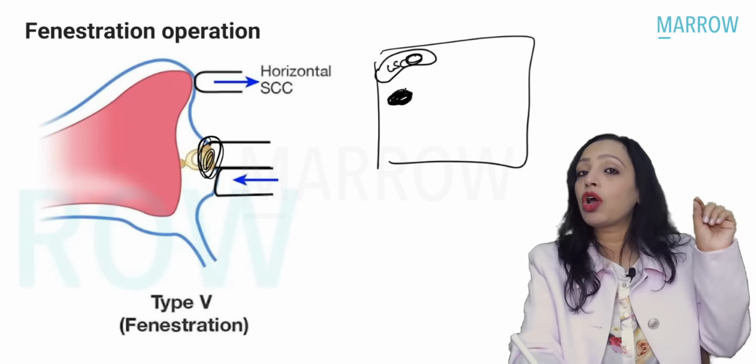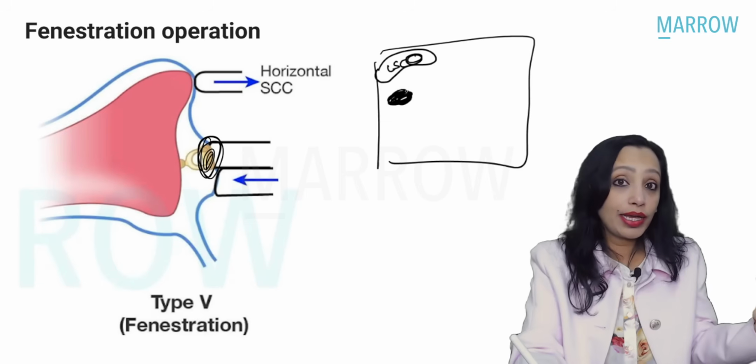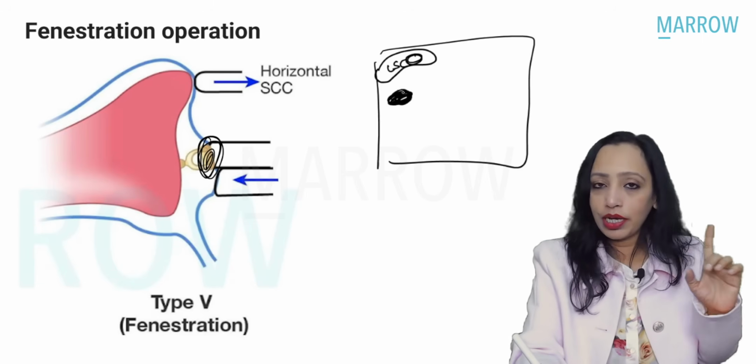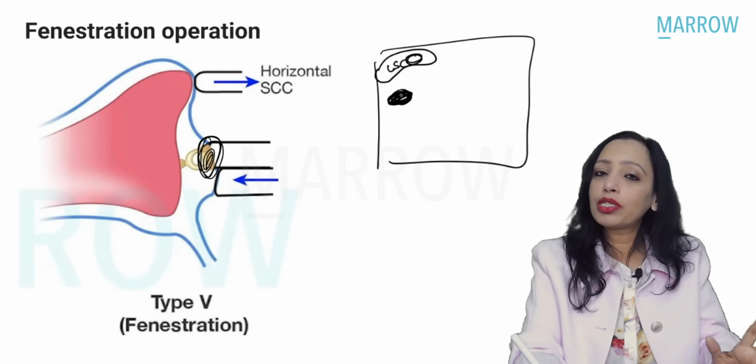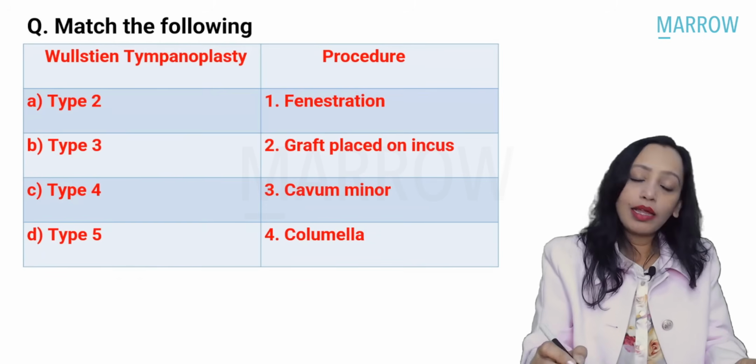If you're making a fenestra opening on the lateral semicircular canal, that will lead to pressure changes going inside the inner ear and vertigo. So that leads to positive fistula test. It is no more done. So now let us see this question.